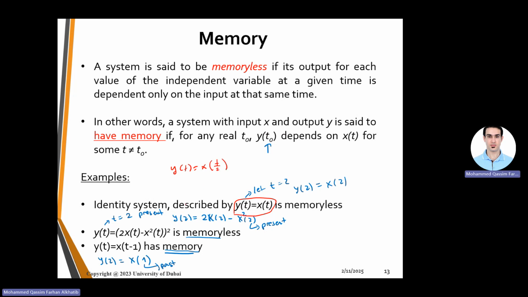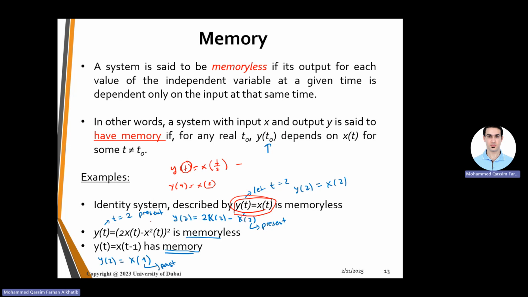the best way to treat such questions is to just substitute any value. So try with 4. y of 4 equals x of 4 over 2, x of 2. So 2 is a previous point in time because my current point in time t is 4 and I'm relying on a value that was at t equals 2. So in this case, this system has memory, while this one is memoryless.